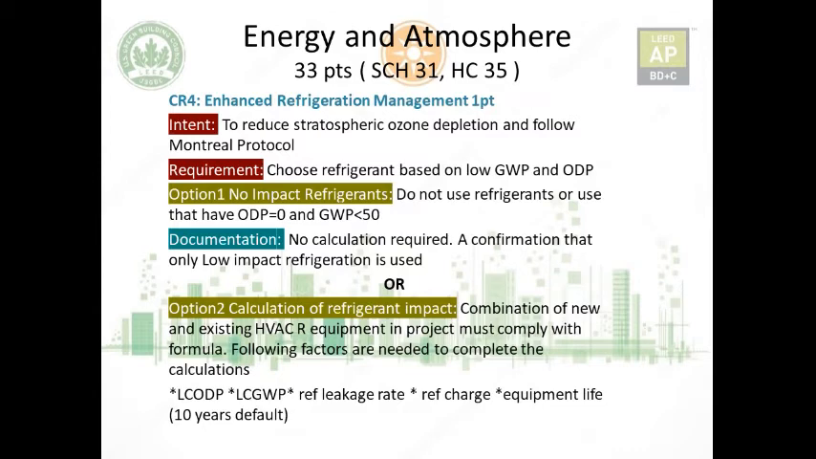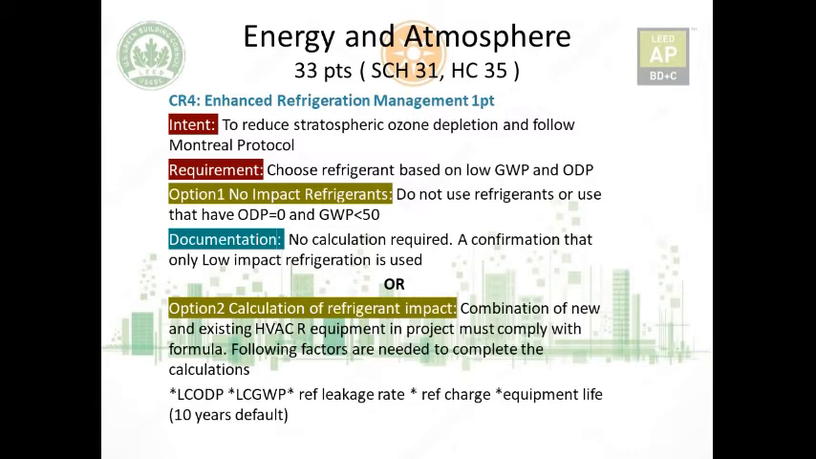We also discussed that ODP is more potentially dangerous, so for the new refrigerants that we have to use in our project as per option 1 of this credit, the ODP should be 0 and GWP should be less than 50. If we are able to show that, no calculation is required for the documentation, a confirmation that only low impact refrigeration is used, which is ODP 0 and GWP less than 50. This is one of the options.